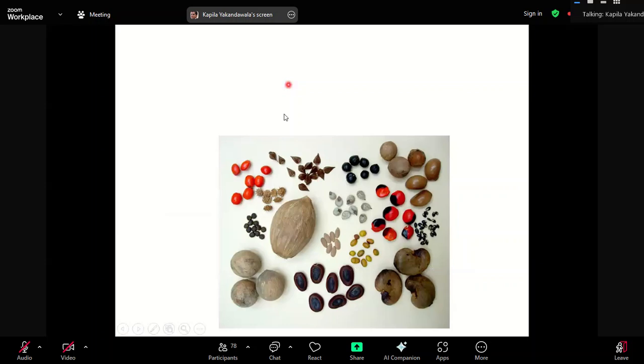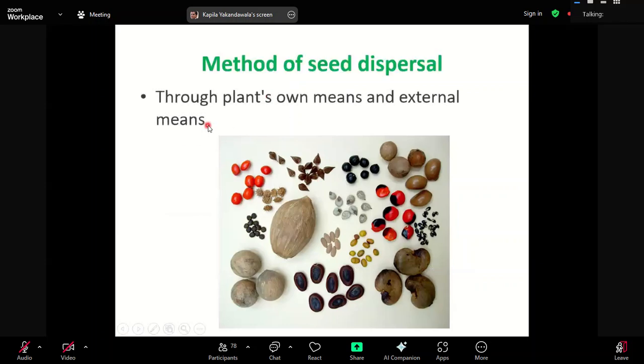What are those strategies? It could be its own mechanism or internal mechanism or external mechanisms. If you look at these seeds, they are just like insects. So birds can come and take these seeds and they can move away. And some seeds like cashew, they have fruit. And this kotamba, it has fruits, so that is stored food. So animals like to eat.